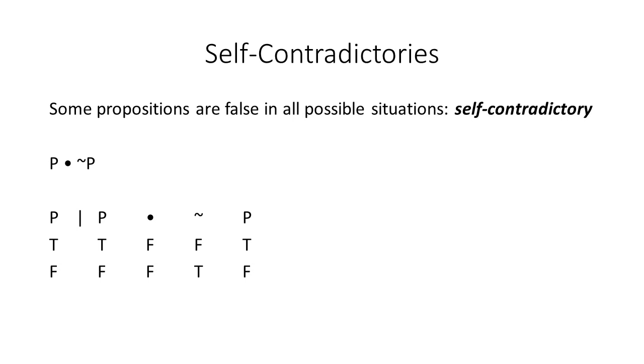So what does this show? Well, note, in each possible situation, there are two of them for how P could be. It could be true or false. It's false. So this is a proposition that's false in every possible situation. So it's self-contradictory. It cannot be the case that both P and not P.